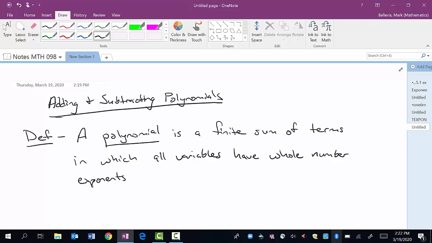So all variables have whole number exponents, and no variables appear in the denominator. Now, that doesn't mean that you can't have fractions. What it really just means is that you can't have variables in the denominator for a fraction.